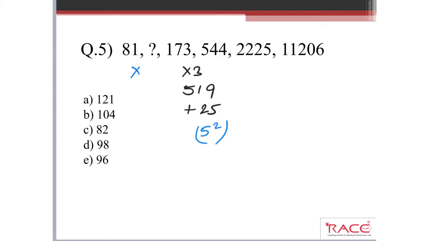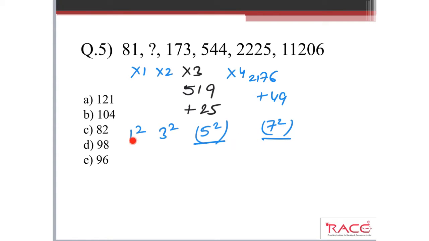So here it can be multiplied by 1, here by 2, here by 4. Here 16, 17 and 21, and if we add, it will be plus 49, that is 7 square. So first we have here 5 square, here 7 square, it can be 3 square here, and it can be 1 square here. So this is the sequence for square values, and the sequence for the multiplication factor is multiply by 1, then multiply by 2, multiply by 3, multiply by 4, and so on.